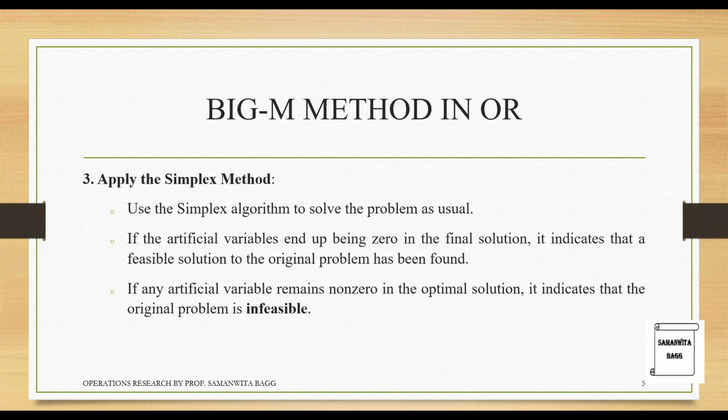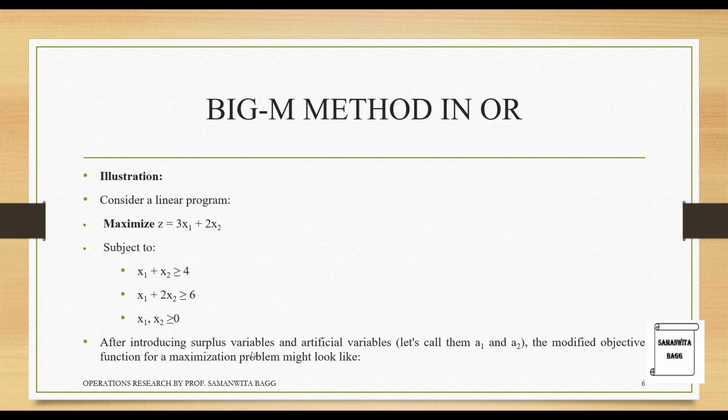So this is something which we have done in the two-phase method also. I have shown you two numericals where the artificial variable was not being driven out, hence the solution was infeasible. So we'll take an example.